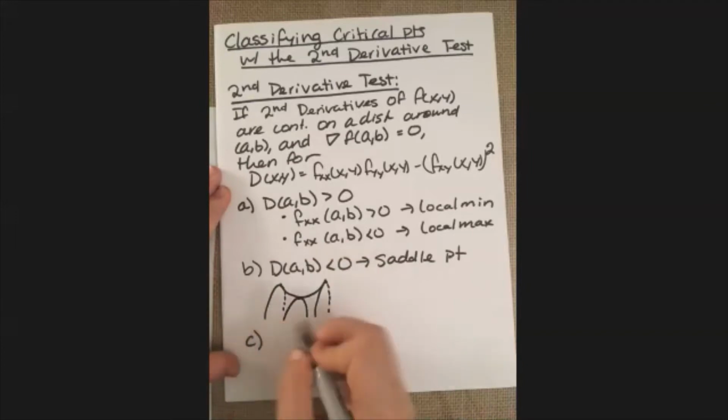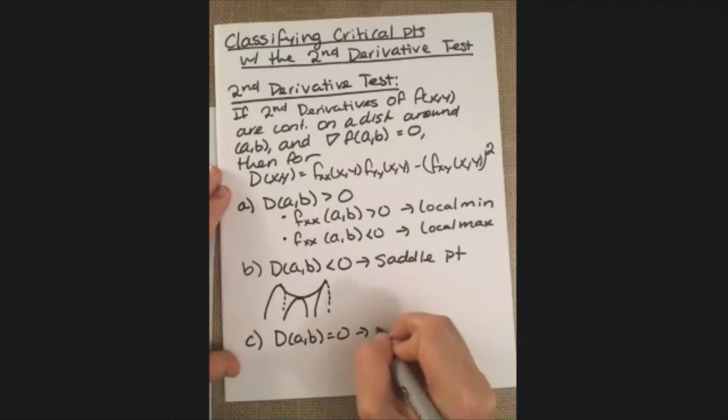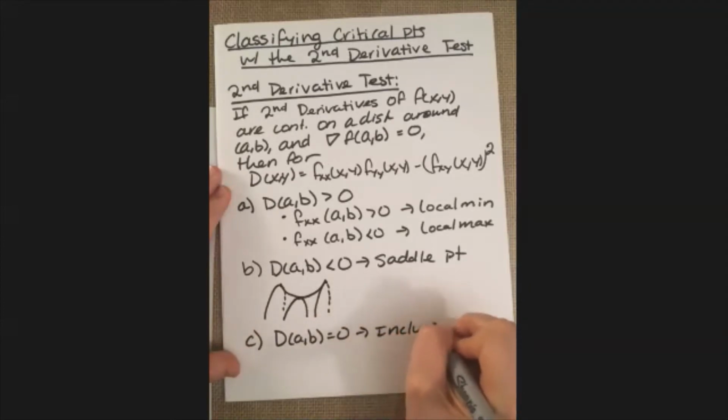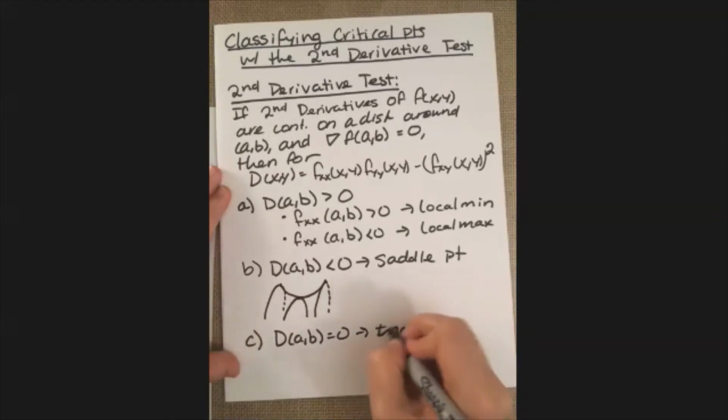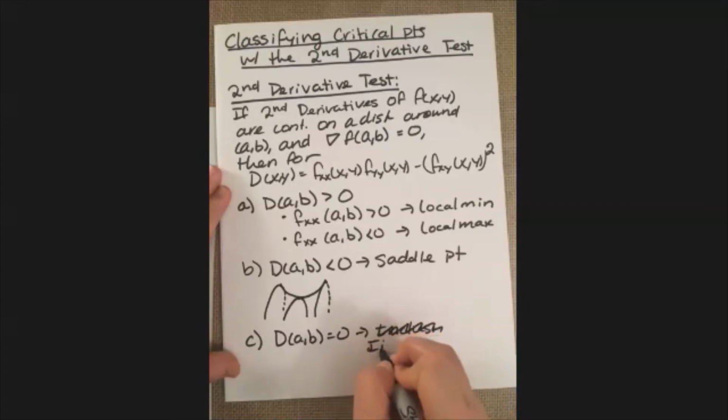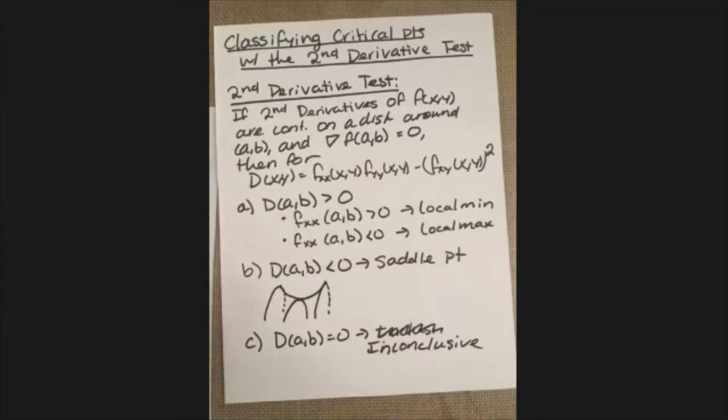And then our third possible case is when it's equal to 0. And this simply means that it's inconclusive and there really isn't a whole lot else we can do with it. Oh, that is not how you spell that. Inconclusive. There we go.